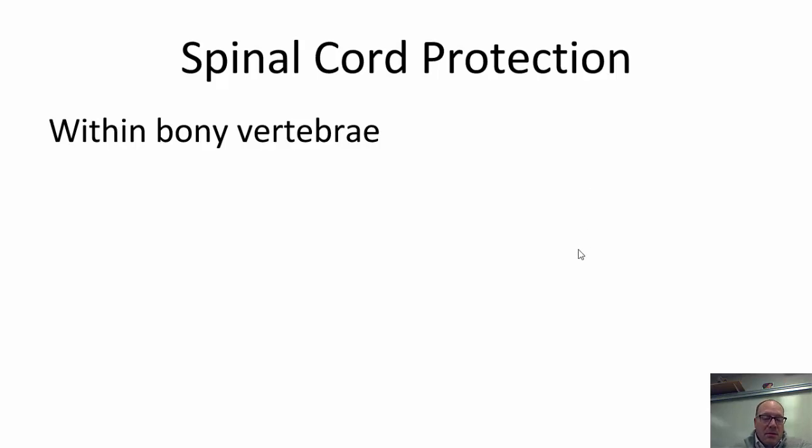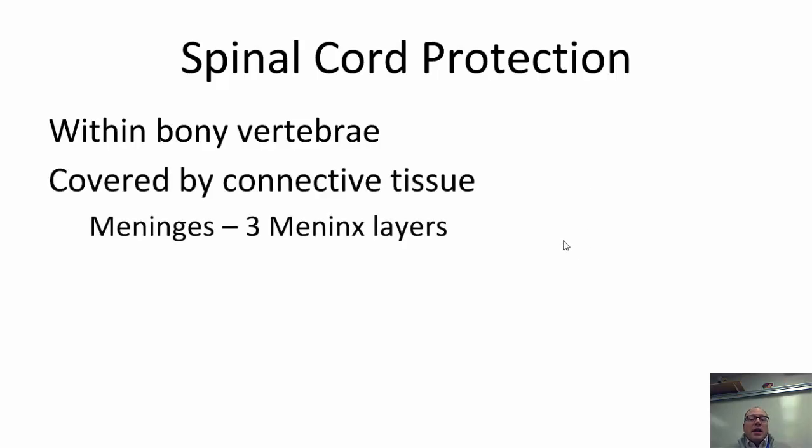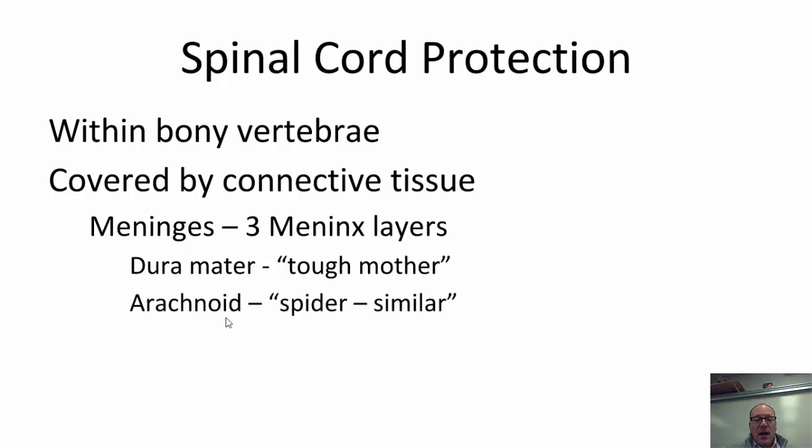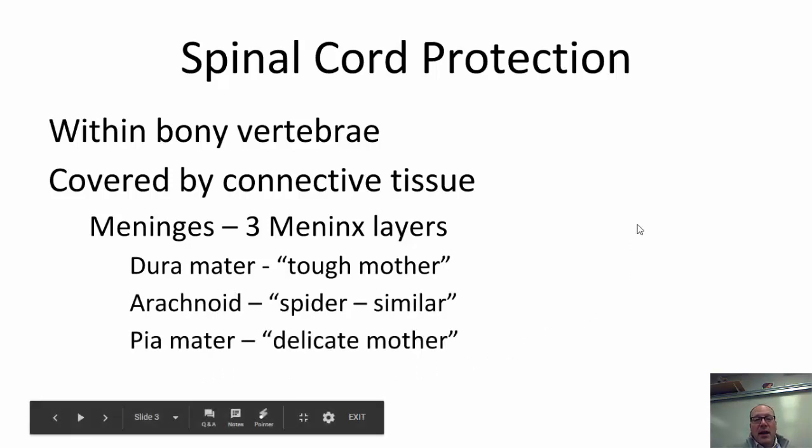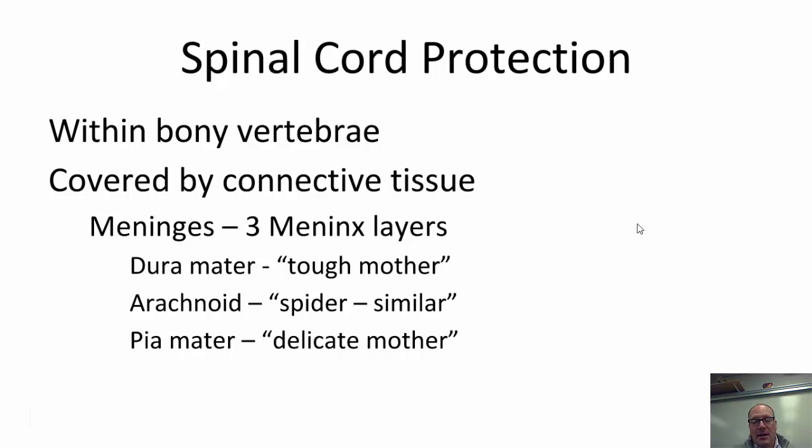But of course, it's within the bony vertebrae, and it's also covered by some connective tissue, which is some really tough layers of membrane, and those membranes are known as the meninges. Each individual one is a meninx, which is a really hard word for me to say. I don't know, maybe it's a hard word for you to say too. Going from superficial to deep, dura mater is the most superficial of those meningeal layers. The arachnoid layer comes after that, and then the pia mater is after that. So those are the three layers of meningeal protection, and they are deep relative to the bone itself.